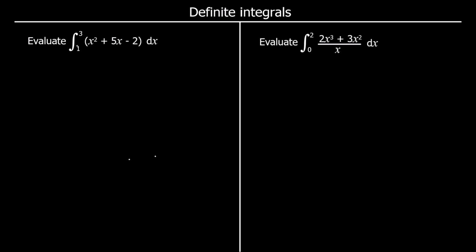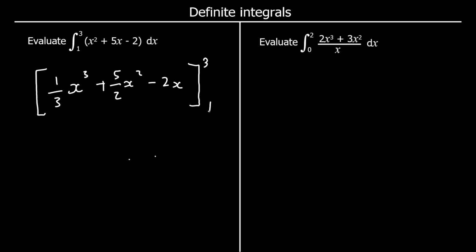Evaluate the integral of x squared plus 5x minus 2 with respect to x, and it's between 3 and 1 this time. So we're going to integrate like we usually do. Add 1 to the power, divide by the new power. Add 1 to the power, divide by the new power. Add 1 to the power, divide by the new power. And then we're going to do square brackets and put the 3 and the 1 outside the square brackets. There are limits. Then we substitute in.